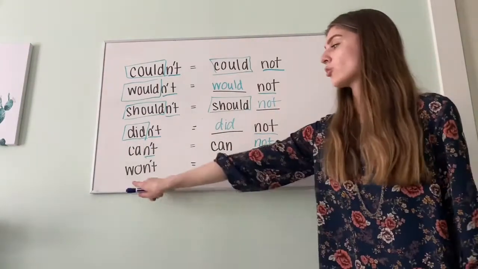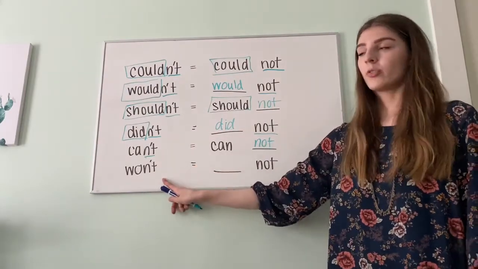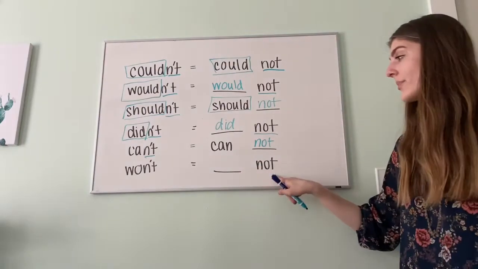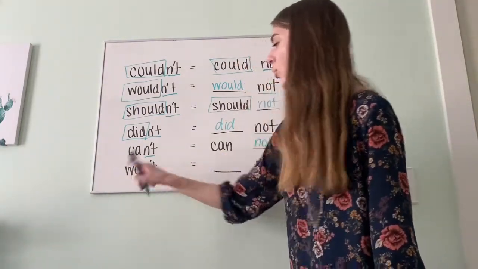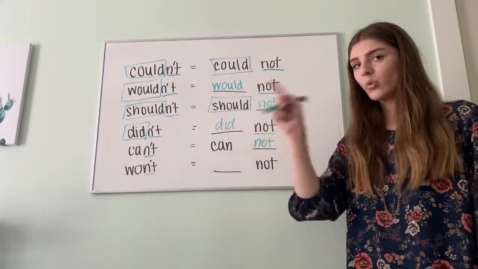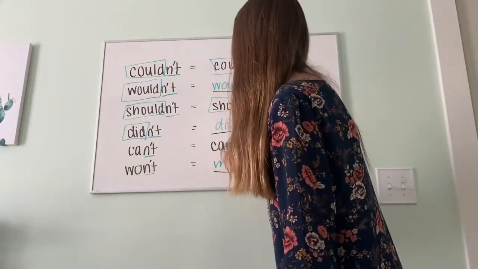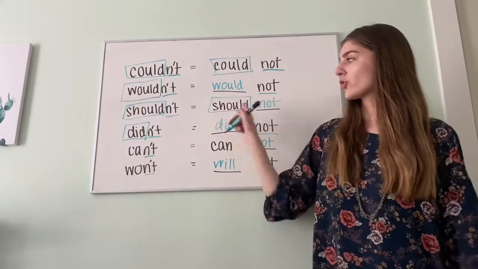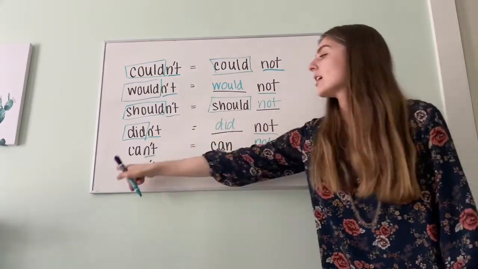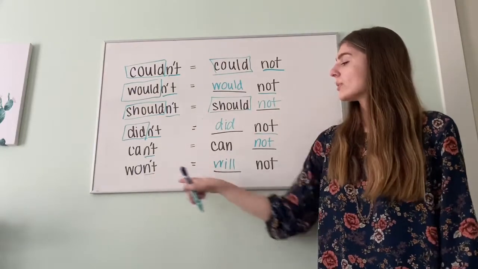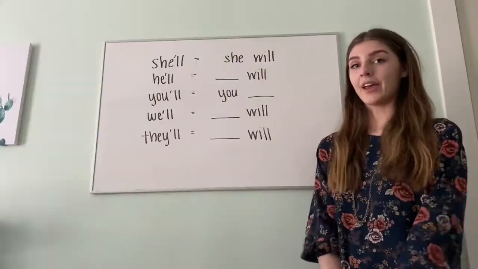And for the last one, it says won't. I'm sure you've heard this before. I won't do that. Okay. It's not I will not do that. You say I will not. So the word is will. So sometimes the first word doesn't actually exist in the contraction, the shortened form, but we just need to know that won't means will not. Okay, now let's look at this one.